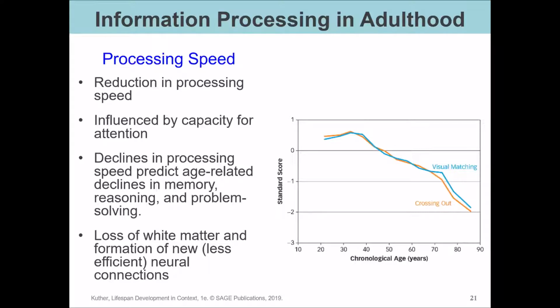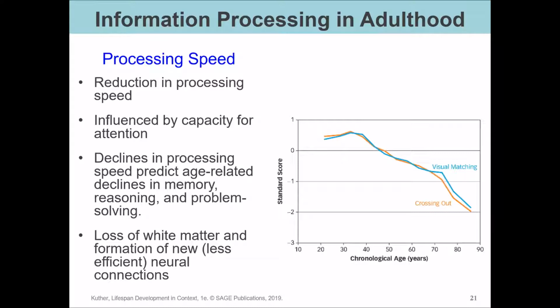There is a fairly significant change in information processing capacity due to a reduction in the speed of processing, so how quickly we process information. The more complex the task, the greater the age-related decline in reaction time. So think about reaction time like pressing a button when you see a light, right? That's an example of reaction time. You're sitting there waiting, the light flashes, and then you click on the button.